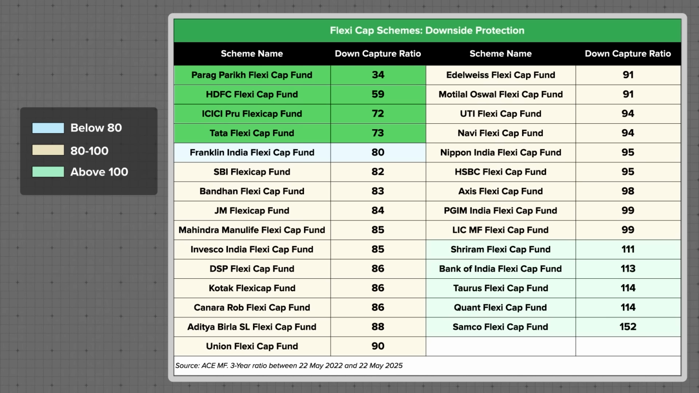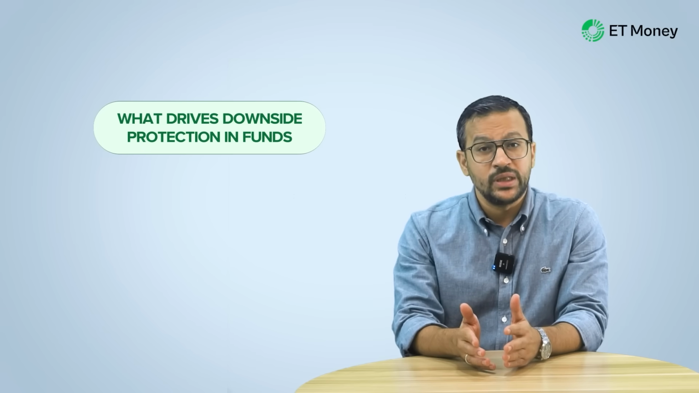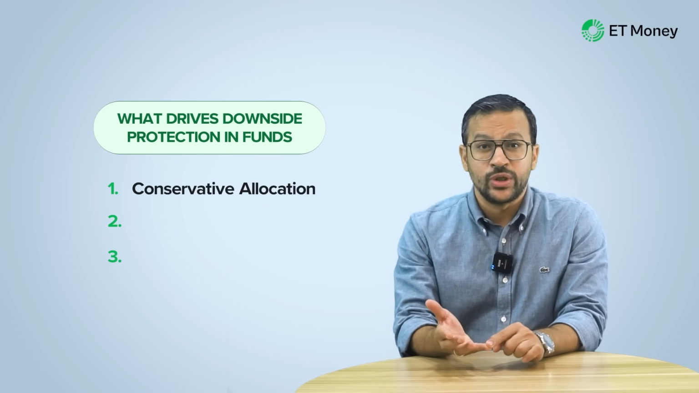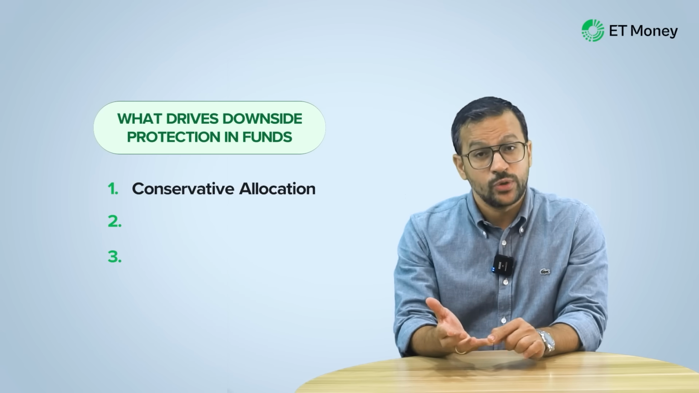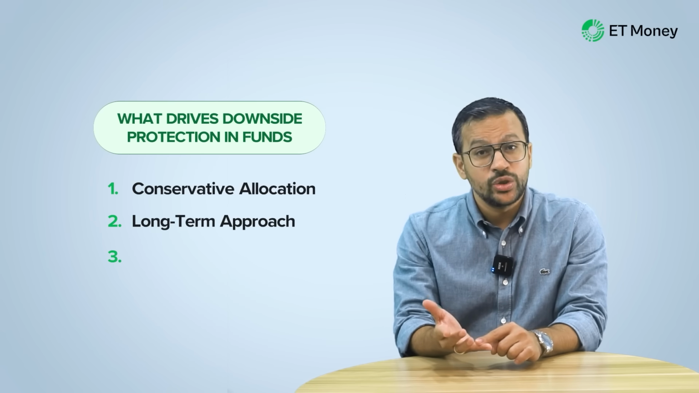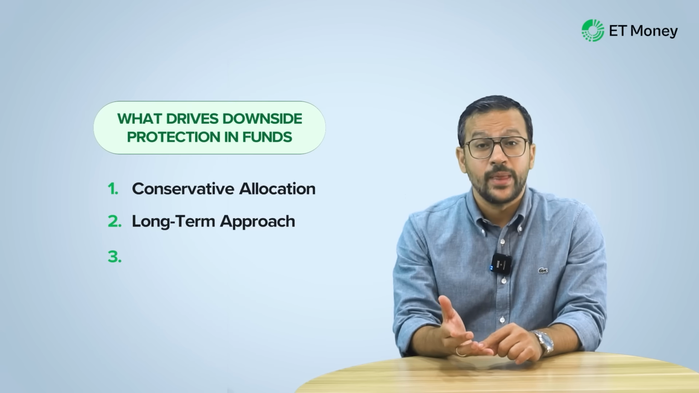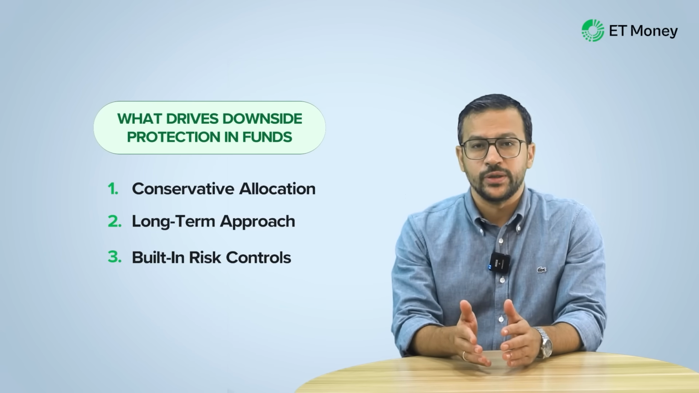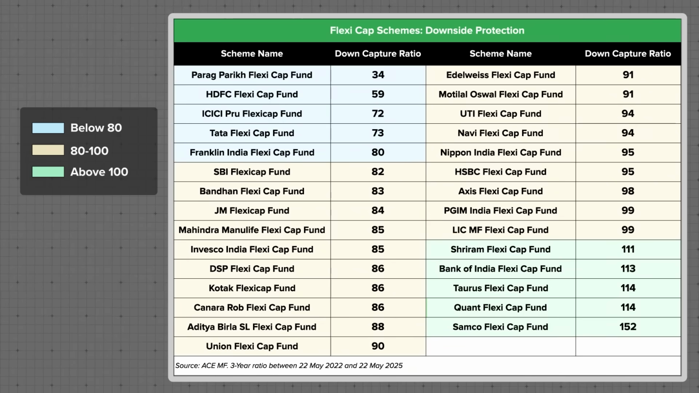bearish periods. Now, this kind of downside protection typically may be a result of 3 things. 1. A more conservative asset allocation favoring large caps or defensive stocks. 2. A low churn and long-term investing style. And 3. Risk management strategies that are built into the fund's framework. Now, on the other hand, funds like Quant, Bank of India, Shriram, Samco Flexicap and Taurus Flexicap have downside capture ratios above 110. This means they often fall more when markets correct.